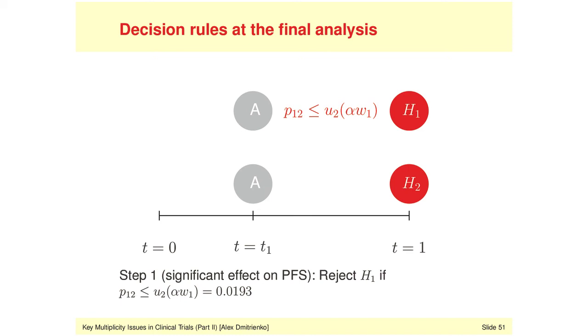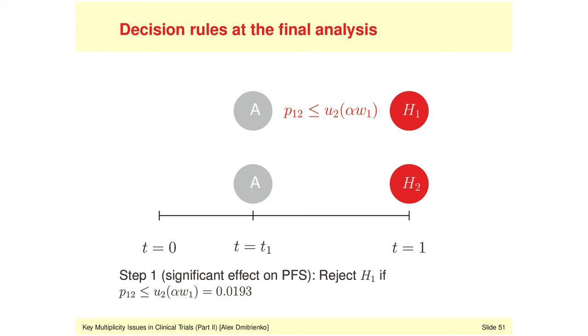The only difference here is that the adjusted significance levels will be computed from the alpha that is available to us at the final analysis. And therefore, instead of using lowercase u1, we will now start using lowercase u2. These are the adjusted significance levels that were computed for the final analysis in the tables that we looked at a few slides back.